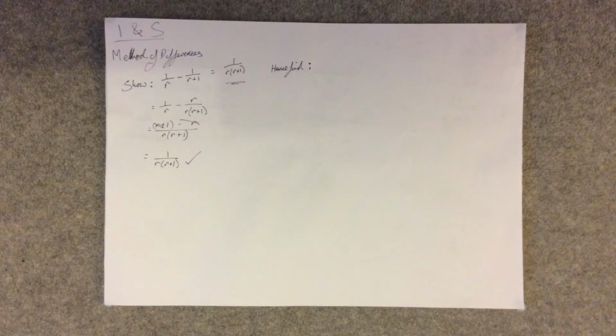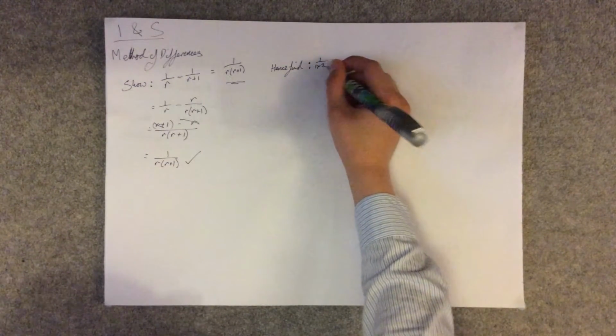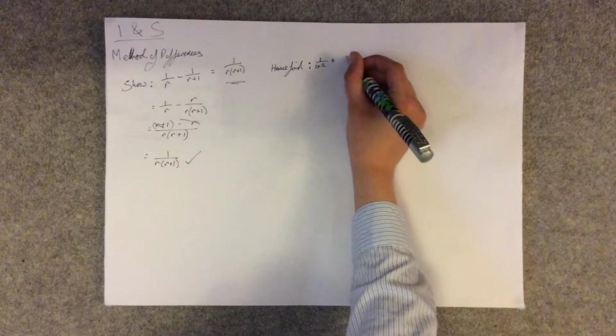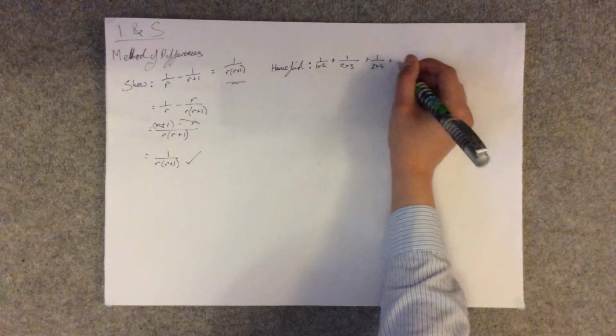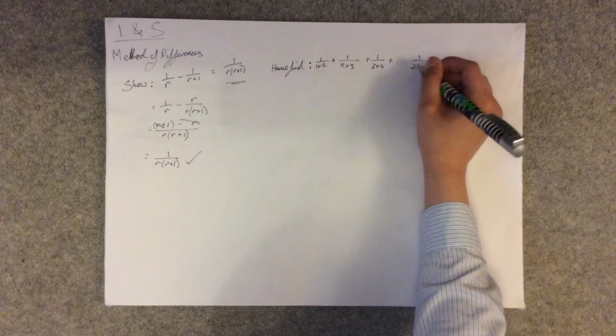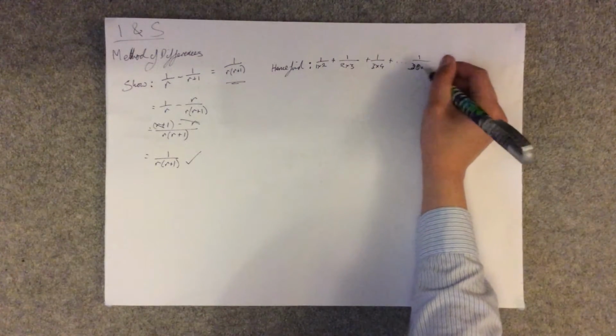Usually you'll be asked a hence, so in order to do a hence question you have to use the method from an earlier part of the question to solve the new part of the question. With a hence or otherwise you can either do that or you can use a different method, but usually it's easier to just do hence because you already have part of the solution. So for this example we have to find 1 over 1 times 2 plus 1 over 2 times 3 plus 1 over 3 times 4 all the way up to 1 over 30 times 31. I'm making things up. It is 30 times 31.